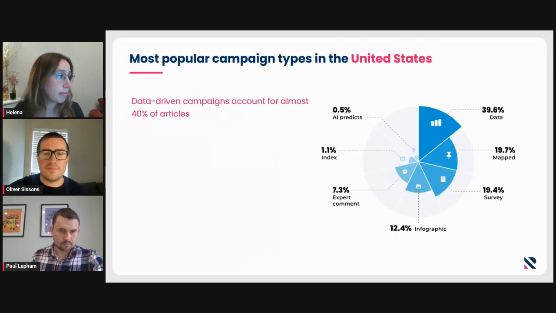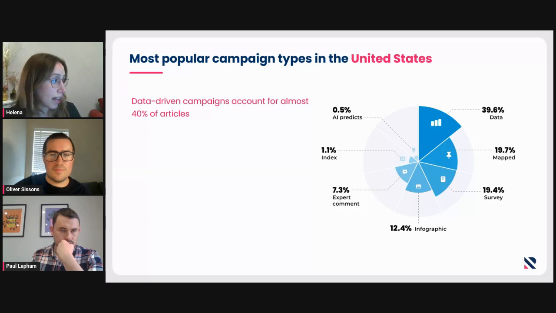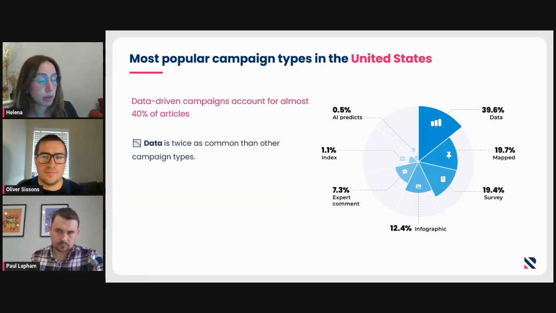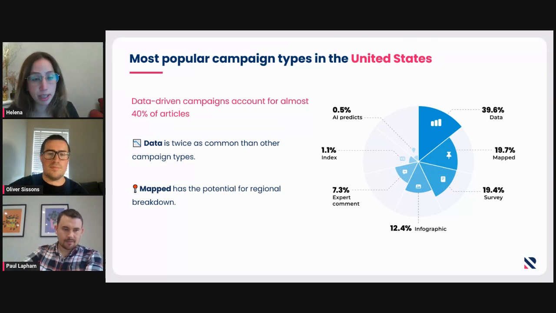The data-driven campaigns account for almost 40% of the articles in the US. This means that data is twice as common as any other campaign type in the country. Mapped campaign comes in second place. For those who don't know, a mapped campaign is when we use location comparisons, like ranking cities or states that have the best pizza or where people are the happiest.